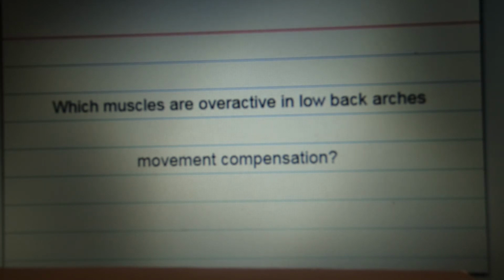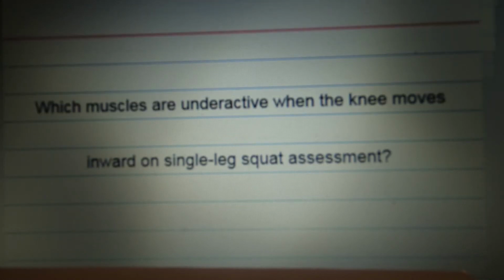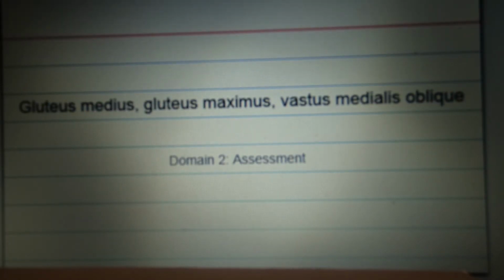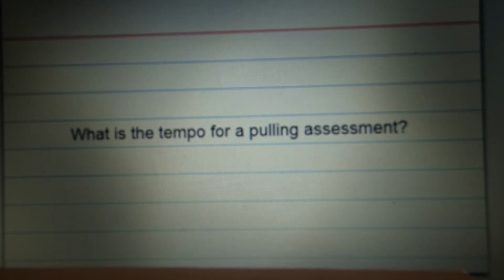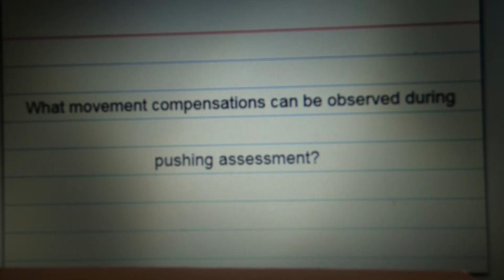Which muscles are overactive in low back arch movement compensation? Hip flexor, erector spinae, and latissimus dorsi. Which muscles are underactive when the knees move inward on a single leg squat assessment? Gluteus medius, gluteus maximus, vastus medialis, and oblique. What is the tempo for a pulling assessment? Perform it controlled.